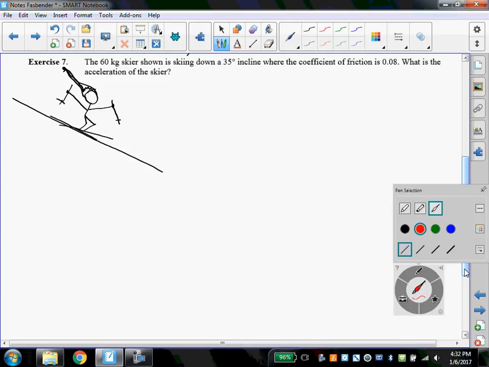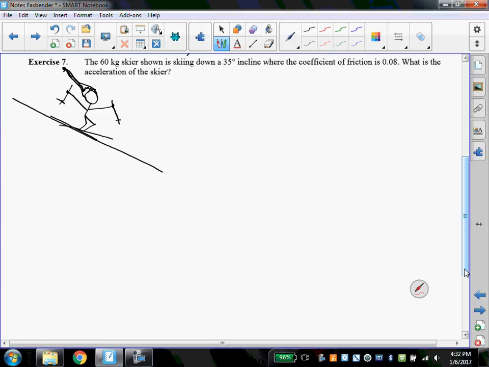Let's draw the force diagram on that skier. That skier has a force of gravity acting on it, and it's going straight down towards the center of the Earth. The skier is on the hill, so the hill must be pushing up with a normal force, and that normal force must be pointed perpendicular to the hill. And this skier is skiing on snow. There is friction associated with snow, so there must be a force of friction.